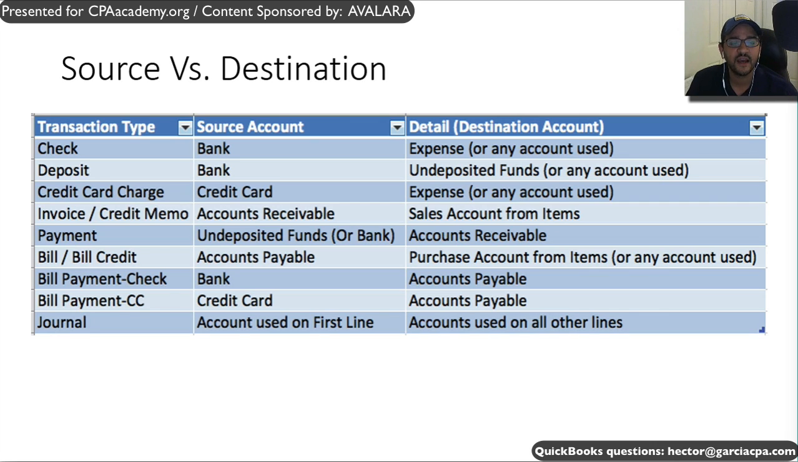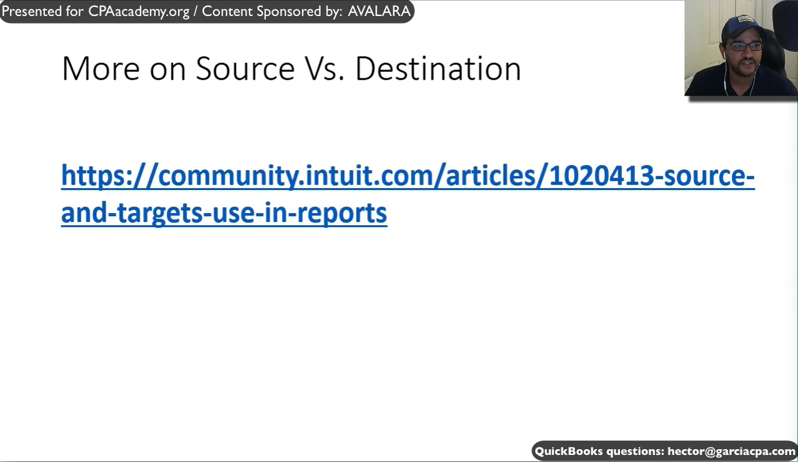And then when you see the detail, the destination account, that is the typical account used. That's not always the account used. For example, in a check, the destination or detail account doesn't necessarily have to be expense. It could be anything really. In a deposit, it could also be anything, but typically we use undeposited funds, etc., etc. So that's kind of like what this little chart, the cheat sheet, does.